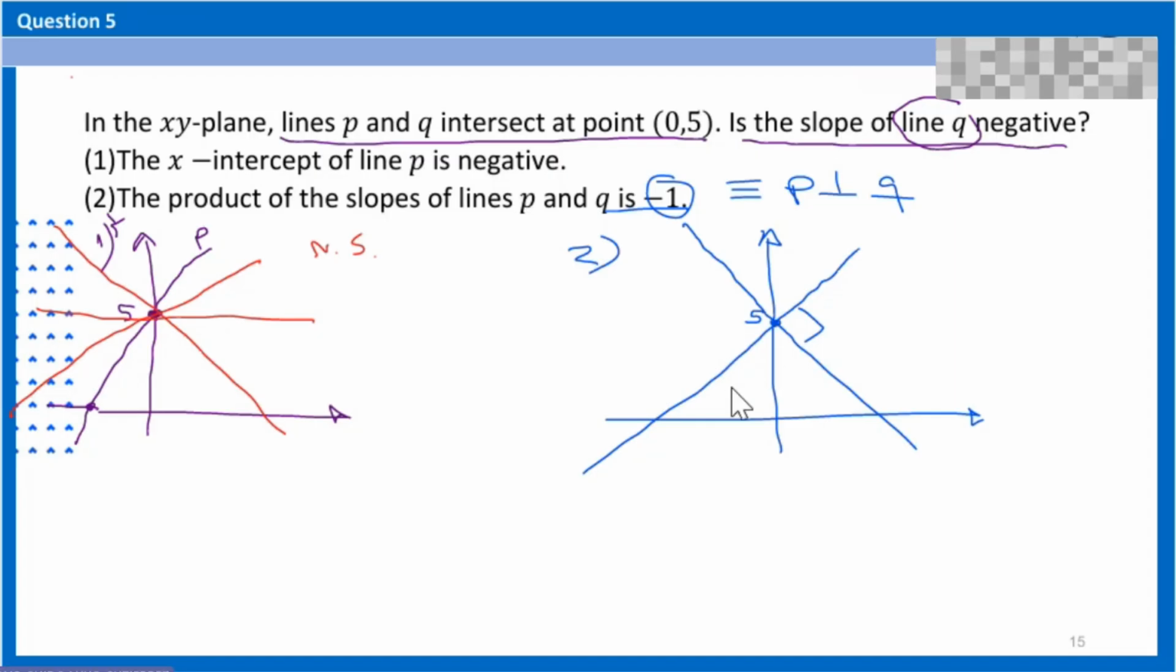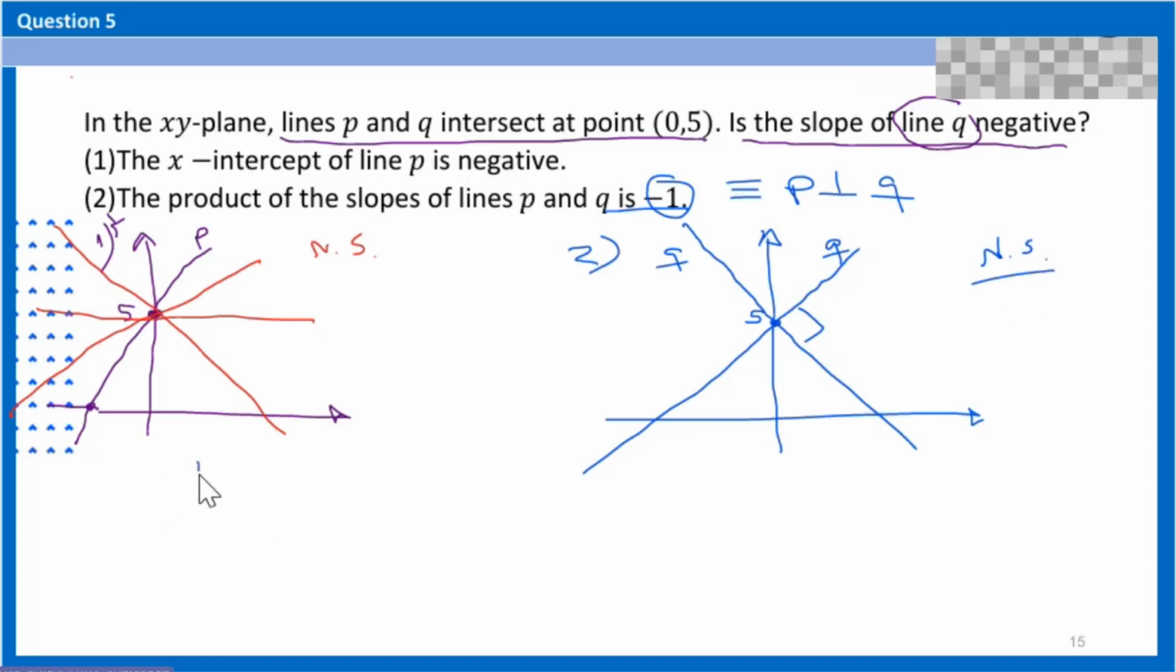The one question here remains, which one would be P and which one would be Q? You can't tell simply from watching this diagram. So Q could be the one with a positive slope or the one with a negative slope. You can't tell. Not sufficient.